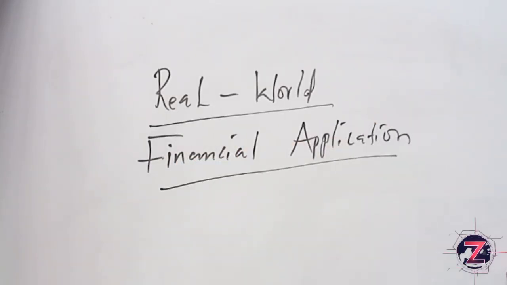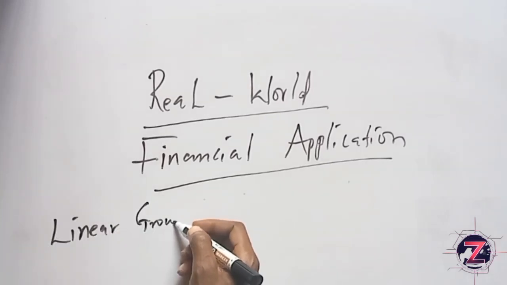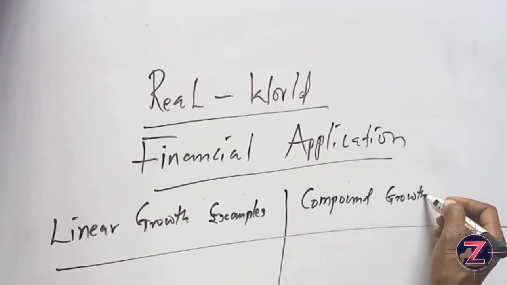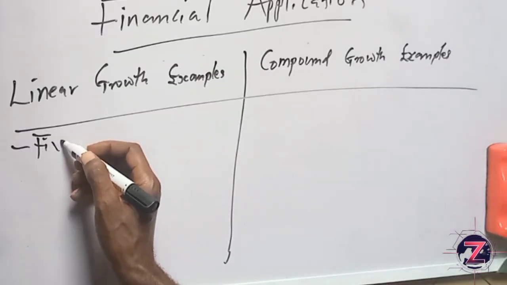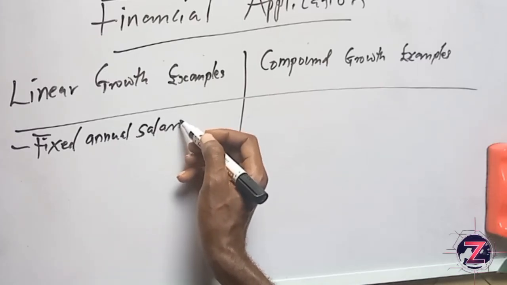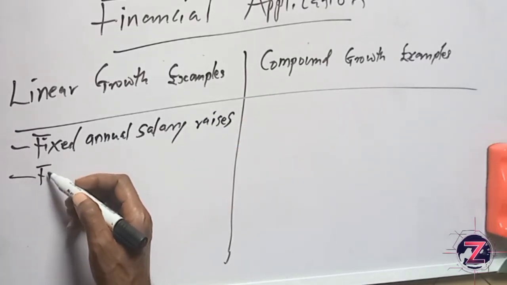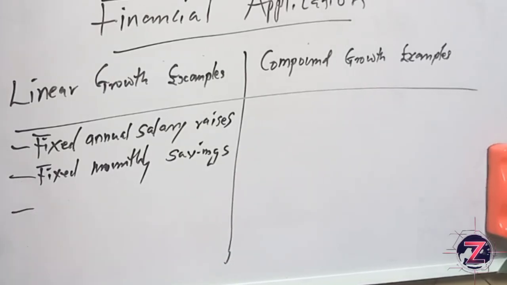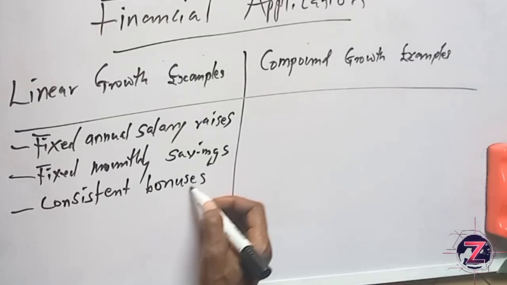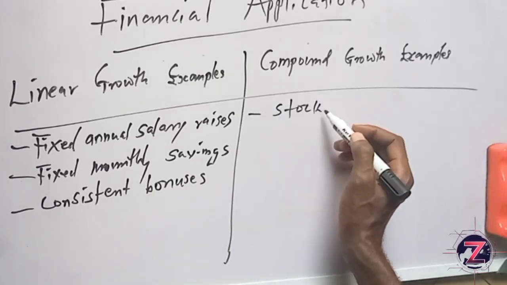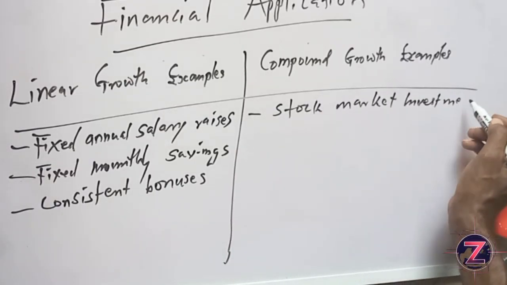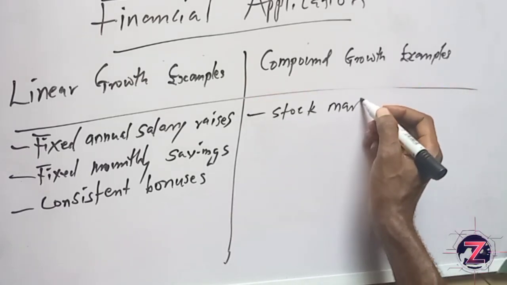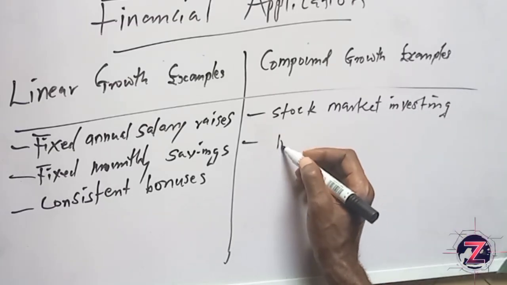Linear growth examples: these are fixed annual salary raises, fixed monthly savings, consistent bonuses. And then compound growth examples are stock market investing, index funds, retirement accounts, reinvested dividends. Most people focus on earning more, while wealthy people focus on compounding more. The goal is not just to make money. The goal is to make money make money.